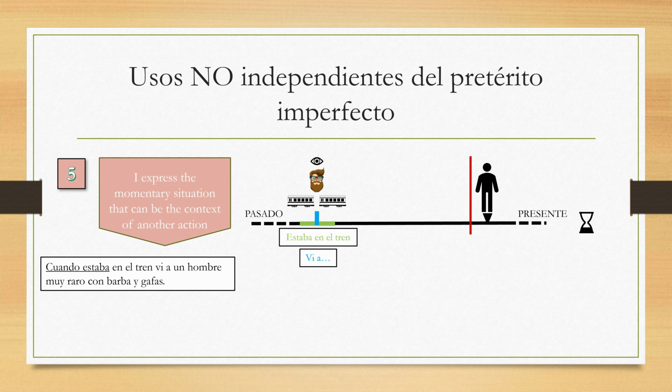Ver, vi a un hombre is a momentary action. It's an action that finished because I'm not looking at him for a long time. I saw him. Okay. Saw him. While the train was in a process.